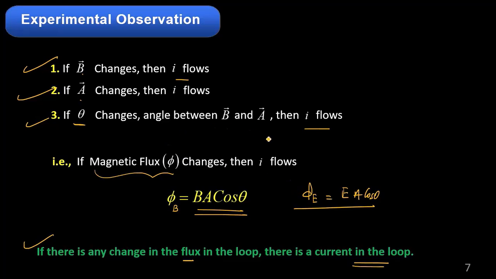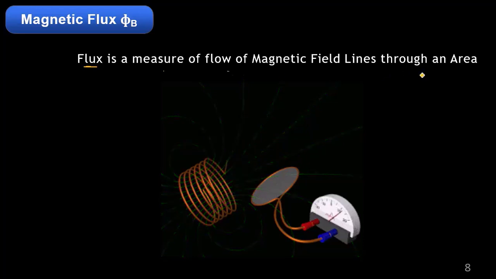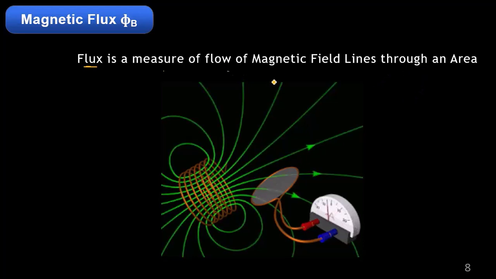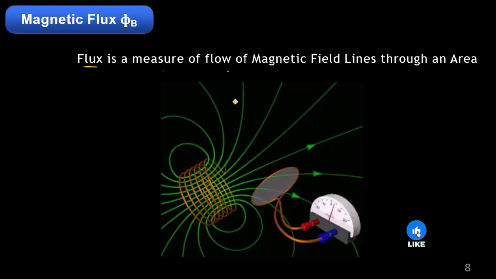What you observe is that initially I only change B or A or theta, but as a whole, what I am changing is the magnetic flux. Magnetic flux is a scalar quantity. So what is flux? Flux is a measure of the flow of magnetic field lines through an area. The same logic goes for electric flux, the number of electric field lines crossing a particular area. Likewise, the number of magnetic field lines crossing a particular area.